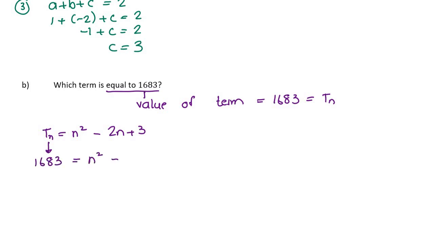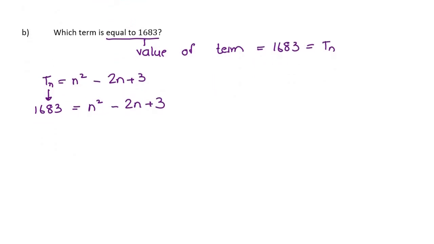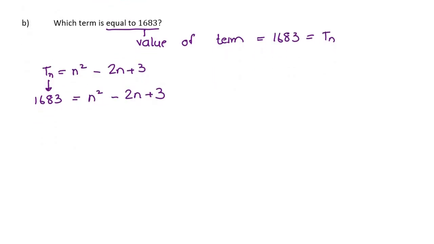Can I find what position that term is? As in, can I solve for n? Now this is a quadratic equation. We've been in quadratic equations for ages. So I make one side equal to 0. So I take my 1683 over to the other side, and I get minus 1680. Now I have absolutely no idea what factors multiply together to give me 1680. And so I would definitely use my quadratic formula.